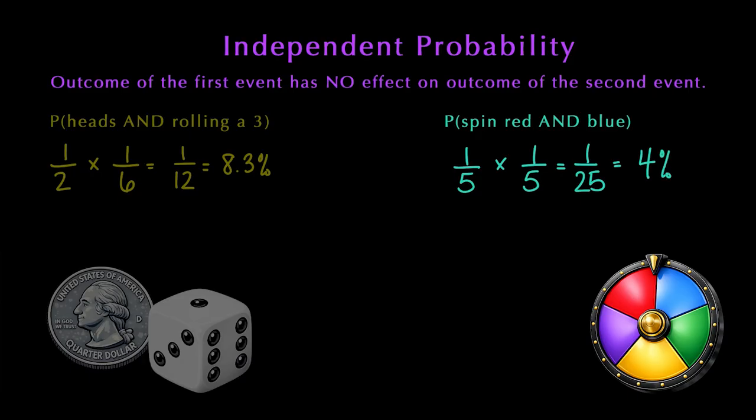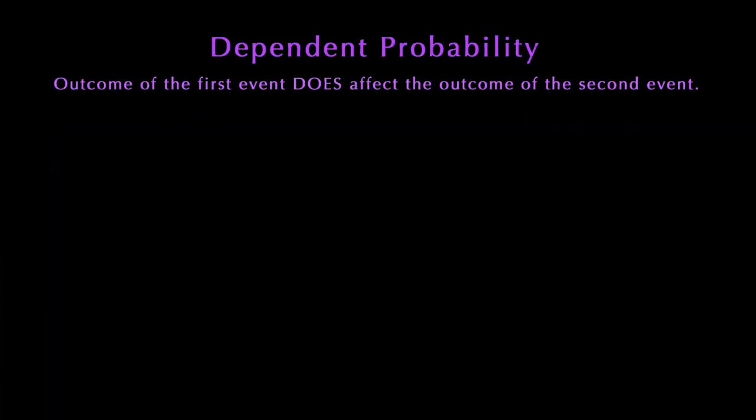So it is very unlikely that I'm going to spin the spinner 2 times and get a red the first time and a blue the second time. But we can see that the spinner, every time I spin, has all 5 colors still there. So it's not going to be affecting the outcome of either event, which means this is an independent probability problem. So now let's look at dependent probability. Dependent probability says the outcome of the first event does affect the outcome of the second event. Let's see what that looks like.